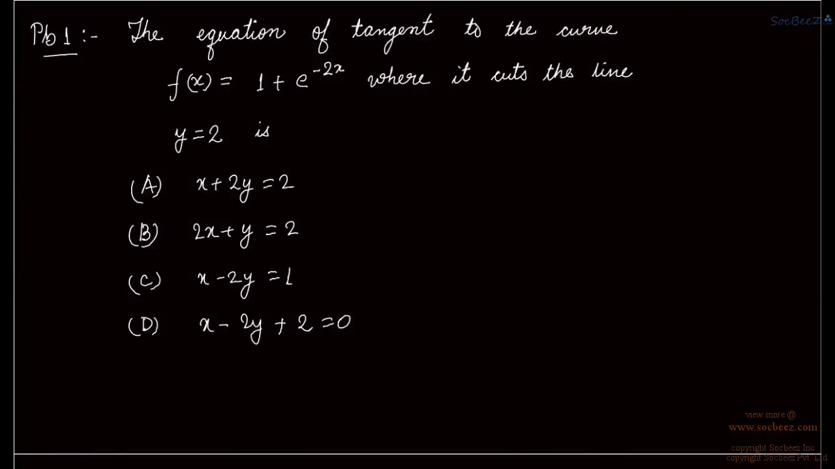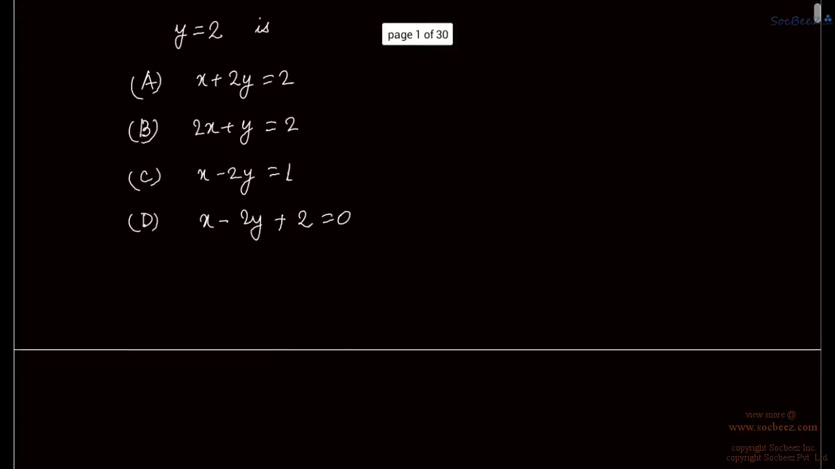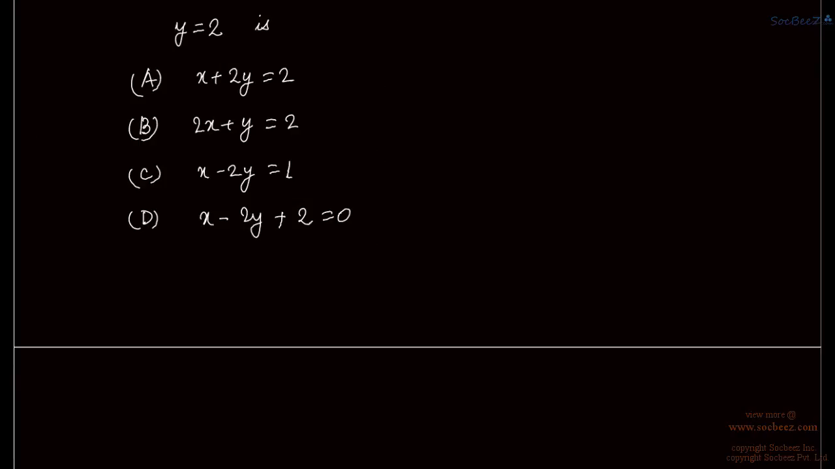We have problem number 1. The equation of tangent to the curve f(x) = 1 + e^(-2x), where it cuts the line y = 2, is. So we have a curve f(x) and we have to find the equation of tangent at the point where the curve cuts the line y = 2.